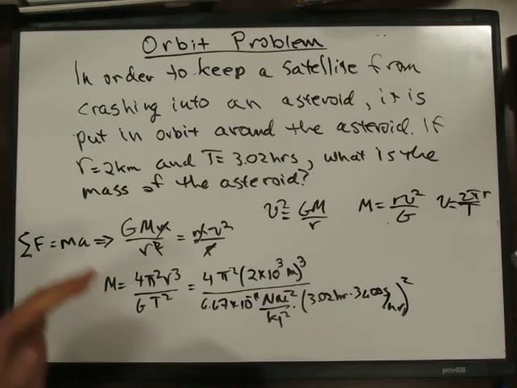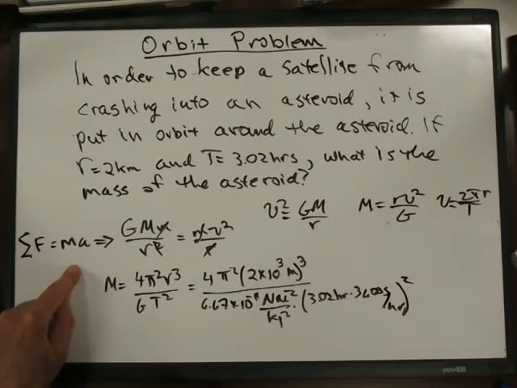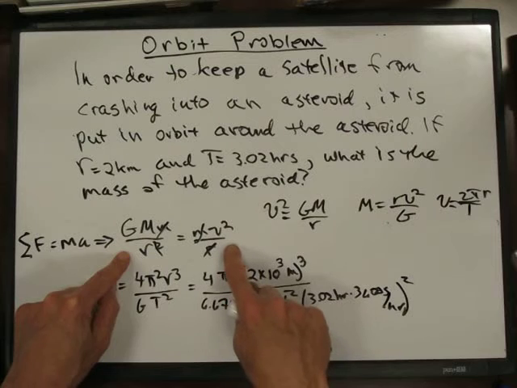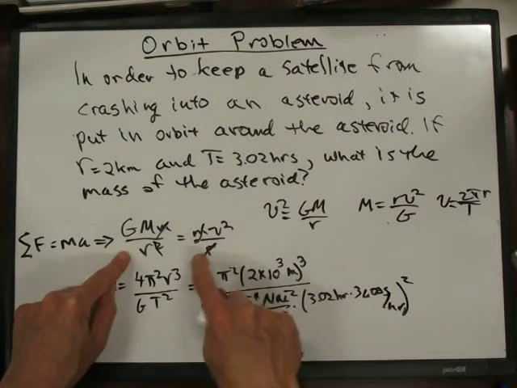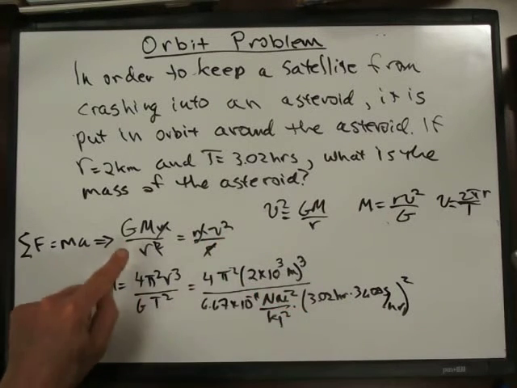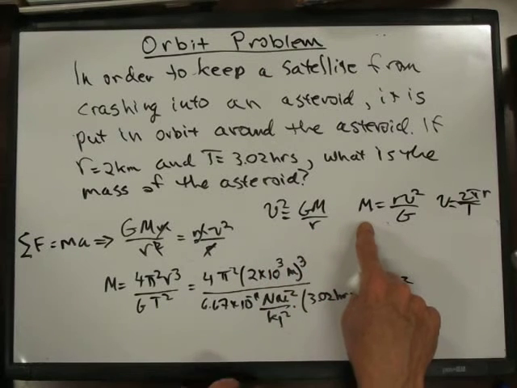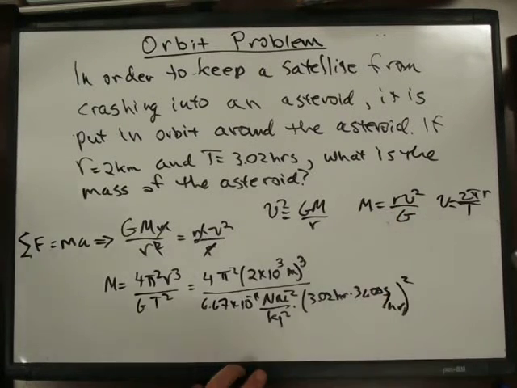And we've done a few of these already, but just to start from scratch kind of, the sum of the forces equals the mass times the acceleration. Well, for a satellite, the only force acting is gravity. And if it's in a circular orbit, then the mass times the acceleration is mv squared over r. We can rearrange this formula and get v squared is equal to GM over r, or we can solve for the mass, and we get the mass is equal to r times v squared over G.